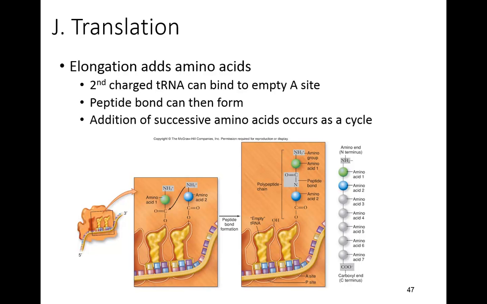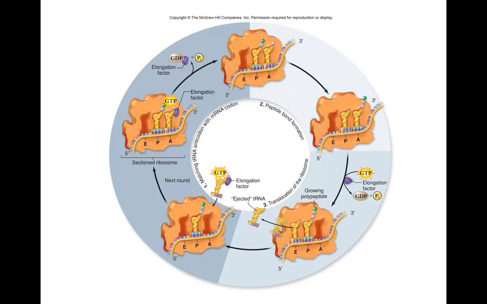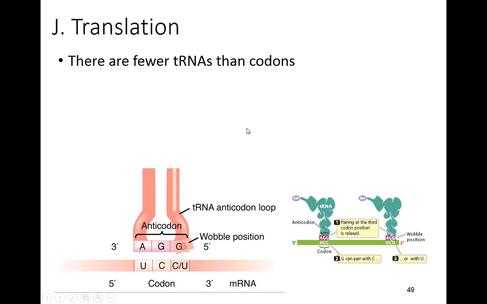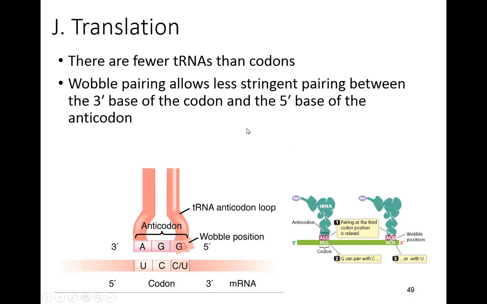Elongation then is the process of adding another amino acid. So one amino acid comes in there, it forms a peptide bond, and then it spits it out. The next one comes in. And this process just continues in a circular fashion until you have a very long chain of amino acids, and it comes to a stop codon.